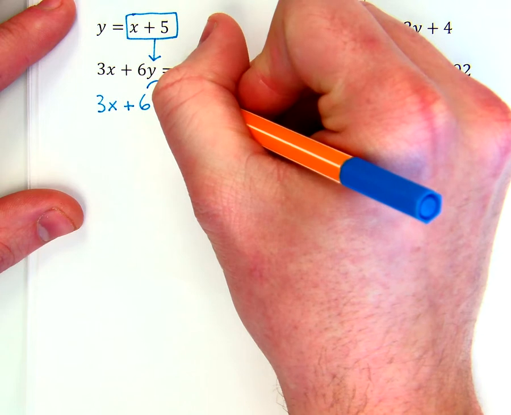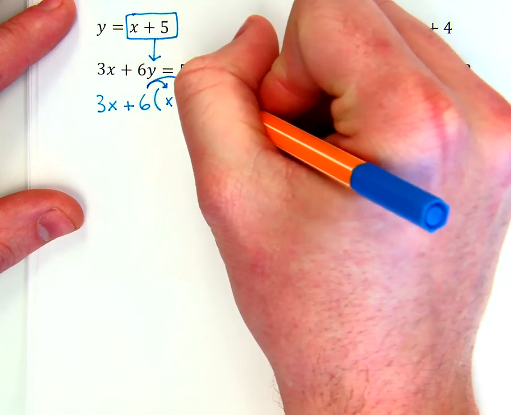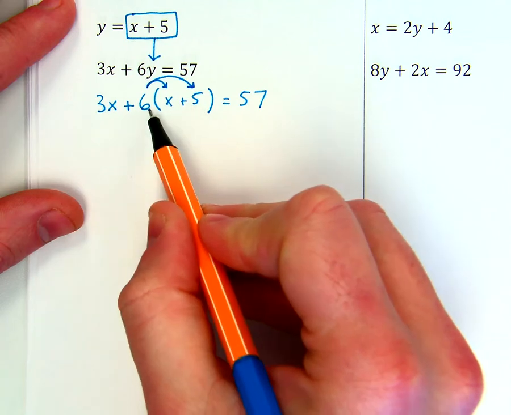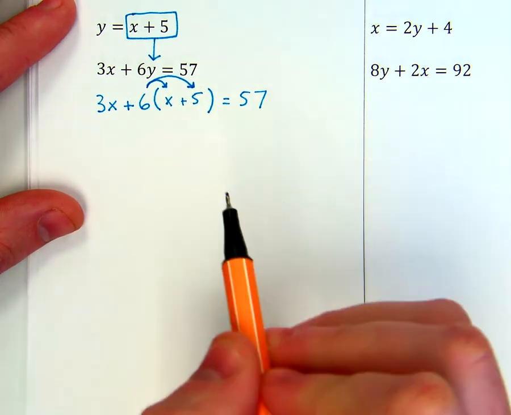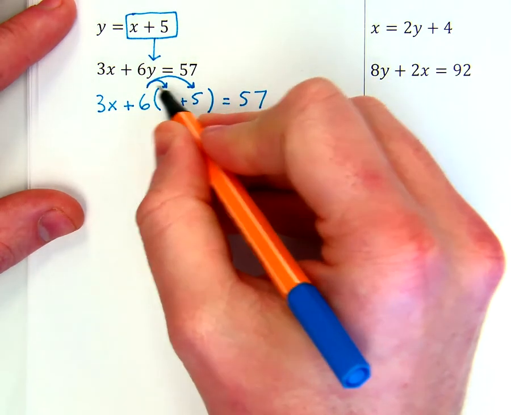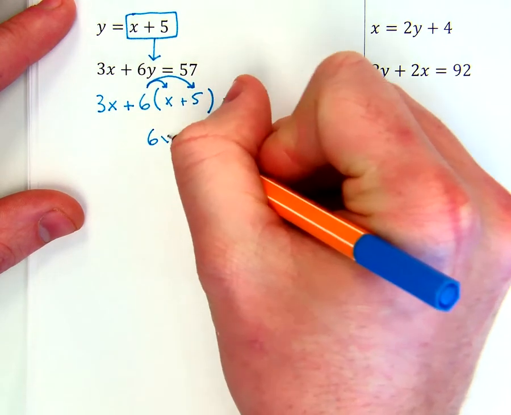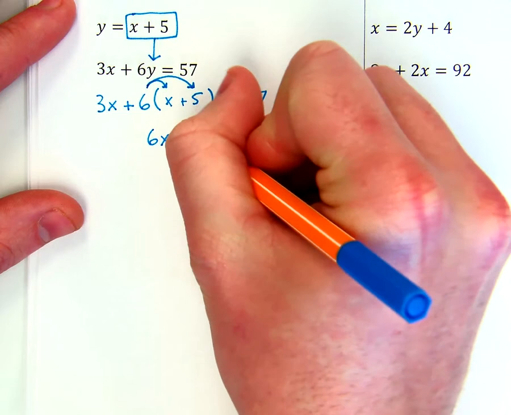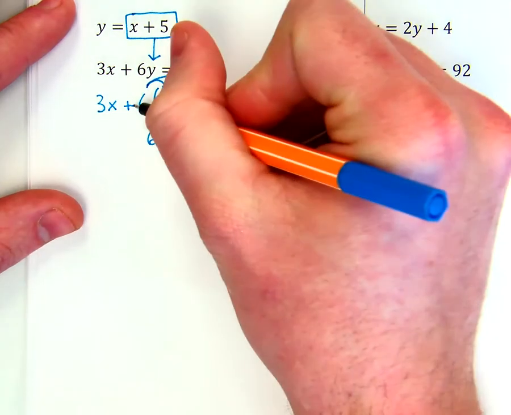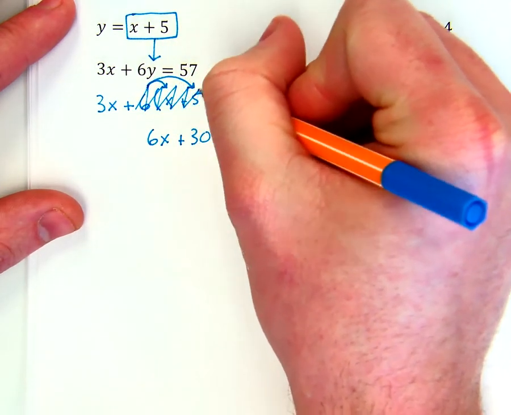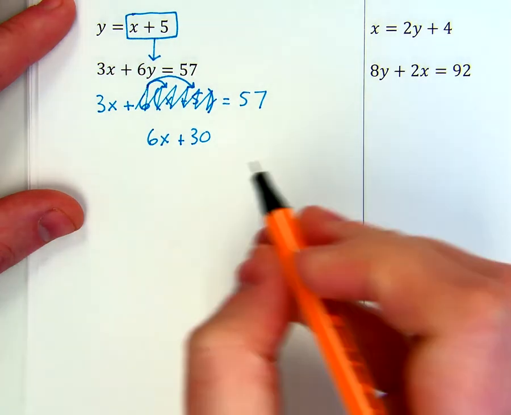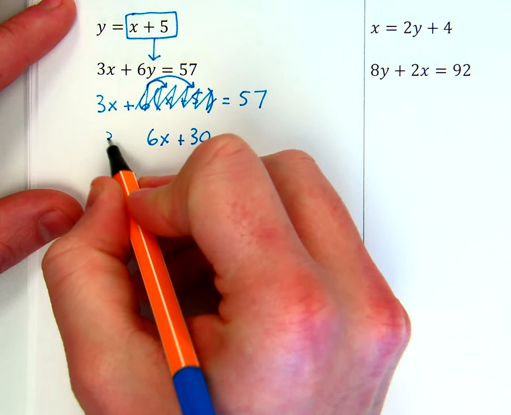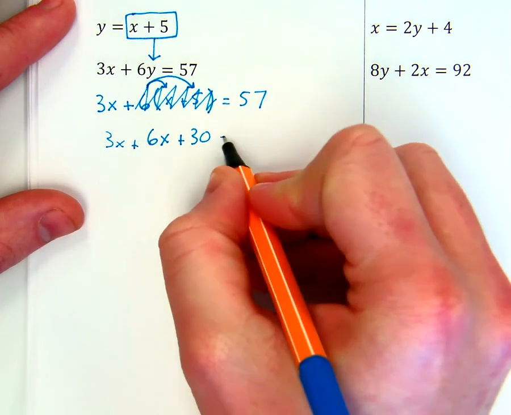This time we're going to distribute the 6 into the parentheses onto the x and 5. Because there's 2 items inside the parenthesis, we have to multiply the 6 times each item individually. 6 times x is written as 6x. 6 times positive 5 is positive 30. At this point, we've used the 6 and the x plus 5. We need to rewrite the parts of the problem that we have not yet used. The 3x plus and the equals 57.